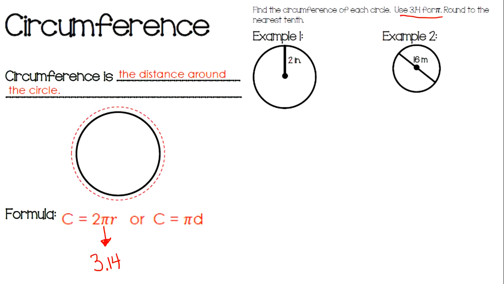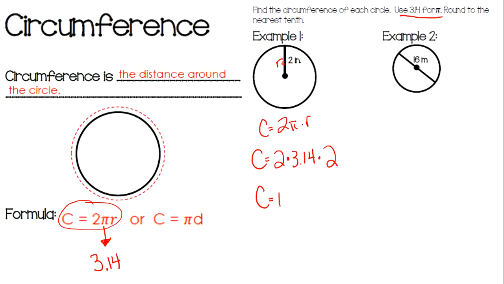So in example number 1, they gave us a radius because it's only half the distance across the circle, right? So we're going to use this formula because they gave us a radius. So C equals 2 pi r. So C is going to be equal to 2 times 3.14 for pi, and then our radius in this problem is 2. So we're taking 2 times 3.14 times 2 in our calculator, and we're going to get 12.56 inches.